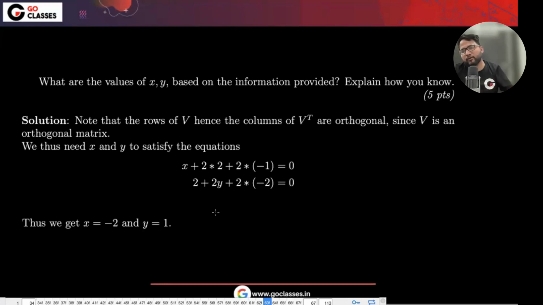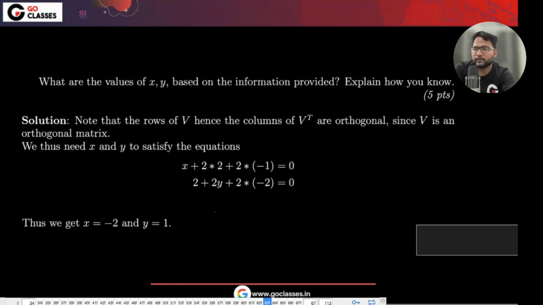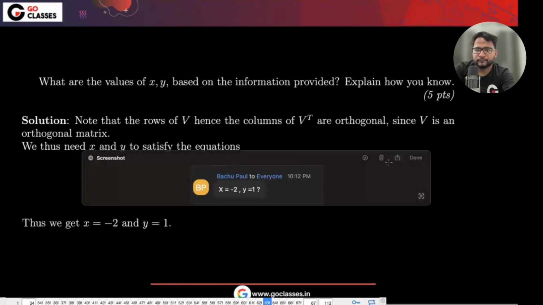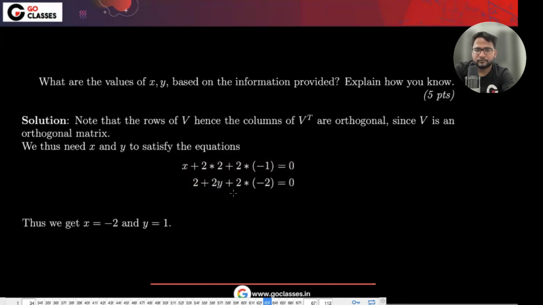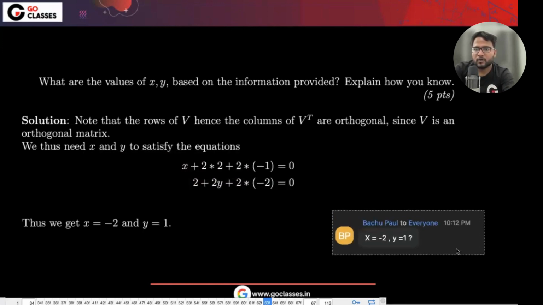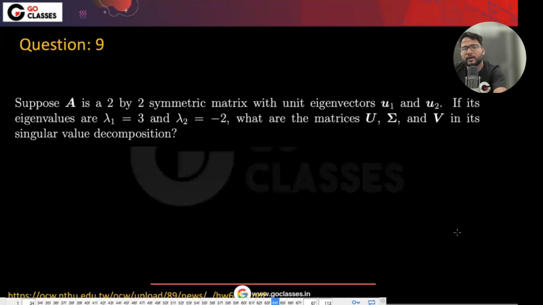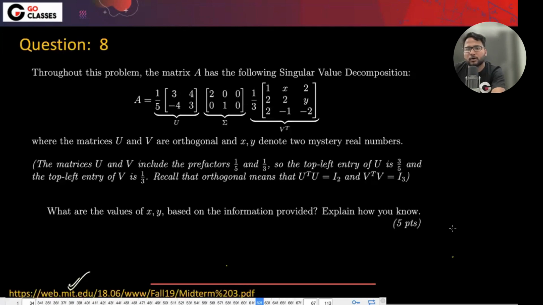Okay, -2 and 1. Have you solved using the similar way or is there some other way? You can just tell me. Okay, great. Right? With just simple observation, you can solve this question.